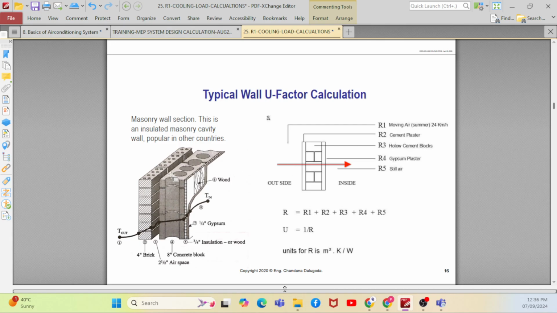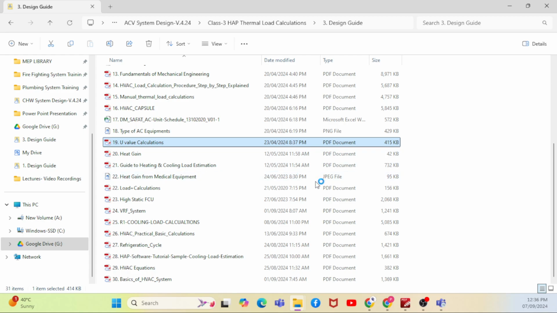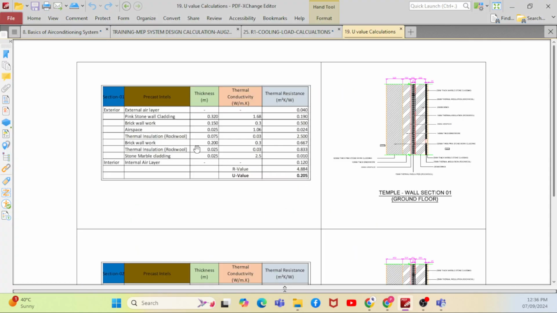This particular value calculation is not part of the mechanical engineering scope. These values will be given by the civil engineer or designer, and we will consider these values in our calculations, because they affect our internal load. If you use poor material, our air conditioning will need higher capacity.